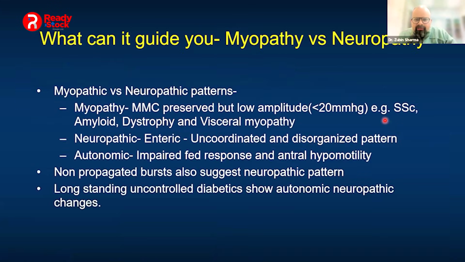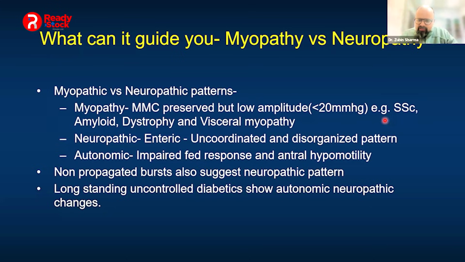What you want to identify, myopathy versus neuropathy. In myopathy, you will have normal contractions, but low in amplitude, much weaker, because the muscle is there, it's weak. In neuropathy, it will be all a chaotic, disorganized pattern. In autonomic, you may have normal contractions to begin with, but as soon as you give your food, there is no response, there's no change.